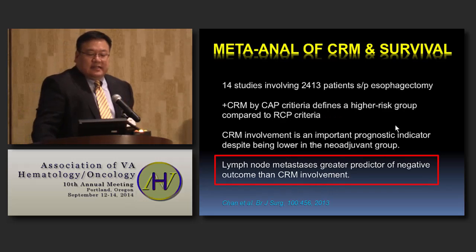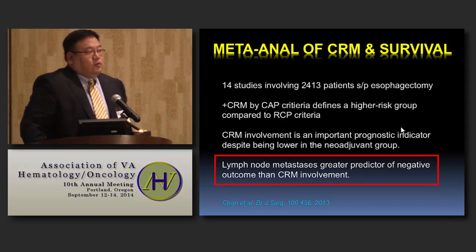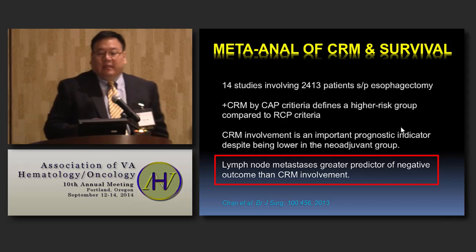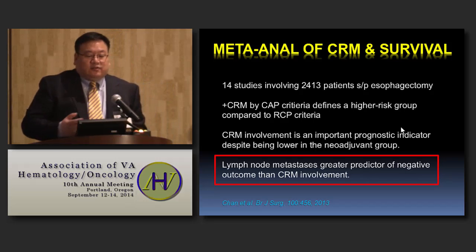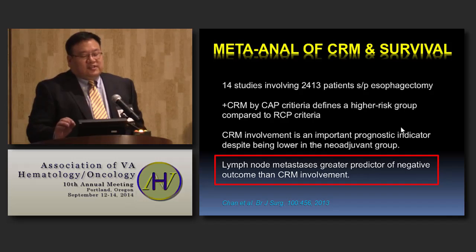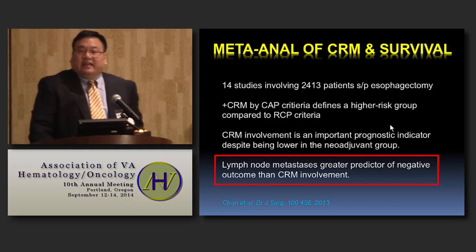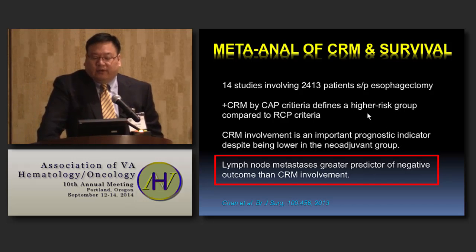This is a large meta-analysis that was done by a UK group. It looked at 14 studies involving 2,400 patients. Not surprisingly, a positive circumferential margin by either criteria resulted in a worse outcome. But most interestingly, the meta-analysis demonstrated that lymph node metastasis was actually a greater predictor of negative outcome compared to circumferential margin.